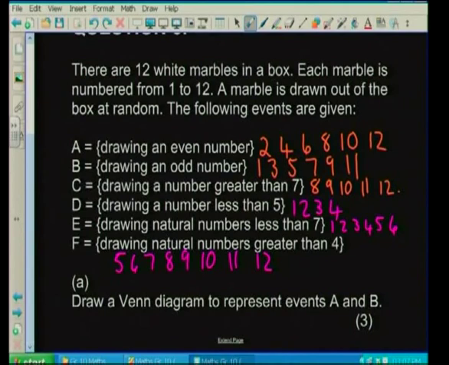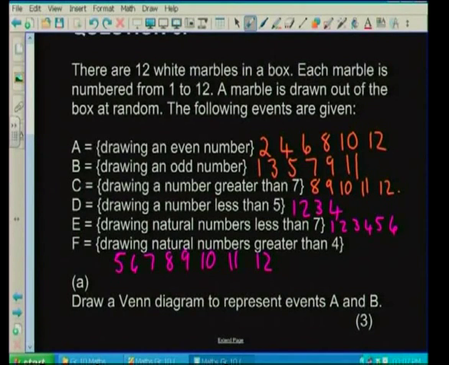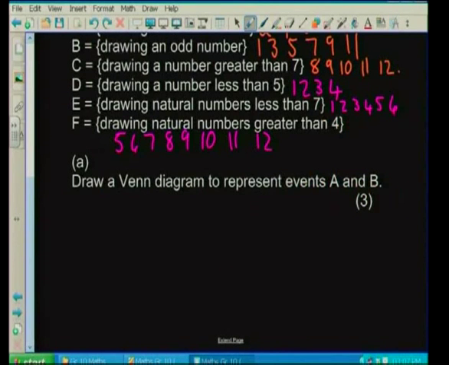Guys, they haven't asked me a question yet. It's not necessary to write this down, but I just thought it might help us a little bit later on. Now, the first question that we are asked is to draw a Venn diagram, very exciting, representing events A and events B. So event A is drawing an even number. Event B is drawing an odd number. Our entire sample space are the numbers from 1 to 12. Let's do that.